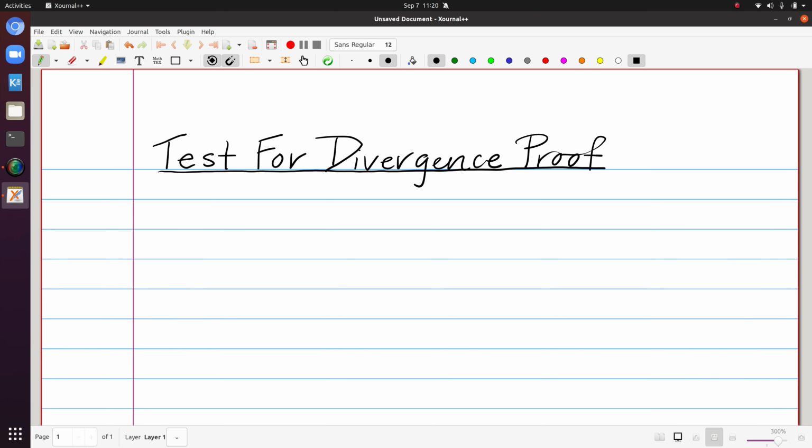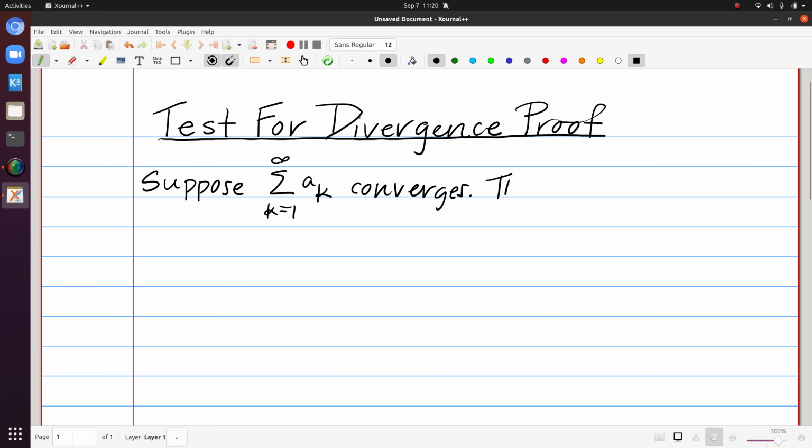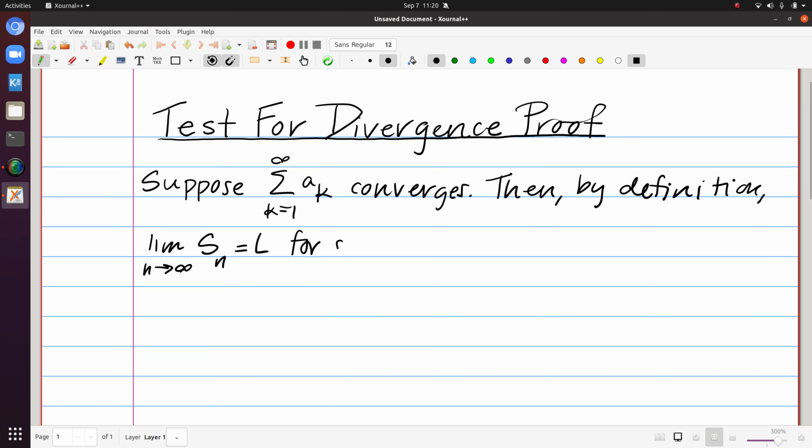But before I get into that, I'm going to think a little bit about logic. So to start with, I'm going to suppose that I have a series that I know converges. So the sum from k equals 1 to infinity of a sub k converges. Then what we can say is that by definition, we know that for the nth partial sum of this series, the limit as n approaches infinity of s sub n equals L for some finite L.